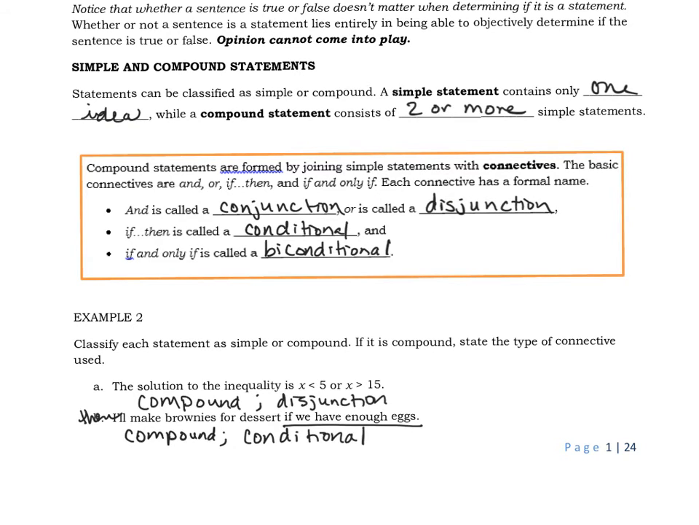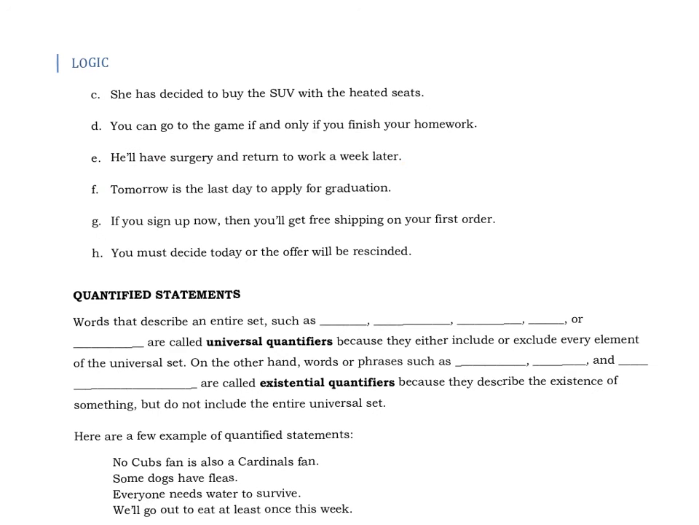There's several ways we can write conditional statements. C. She has decided to buy the SUV with the heated seats. So this is one simple statement with one idea. Just talks about what somebody wants to buy. And it's not the SUV or heated seats, or and, nothing like that at all. I guess is the point I'm trying to get across. So this is a simple statement.